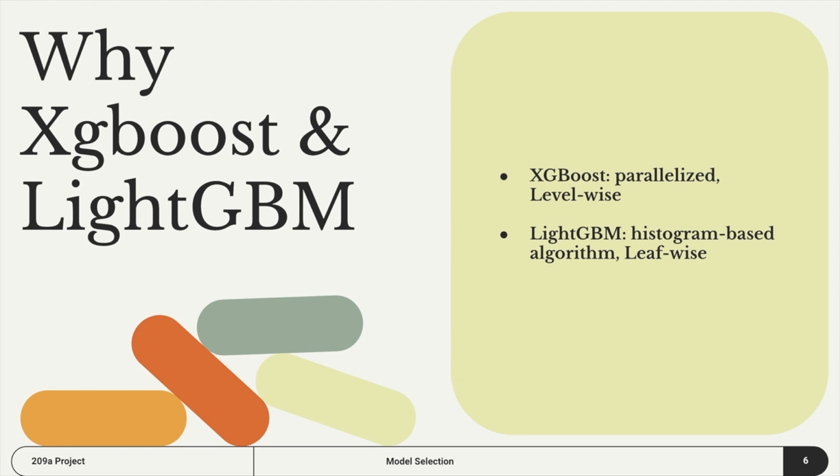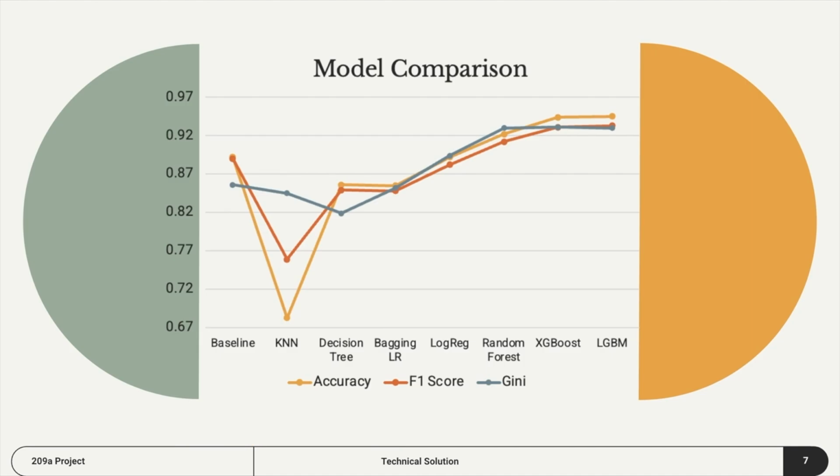These two models offer numerous hyperparameters for fine-tuning, providing flexibility to control their behavior. And they also have contrasting tree growing strategies, so we chose to test both of them to compare their performance. And here is the model comparison for all 8 models based on 3 metrics. Overall, LightGBM has the highest cross-validation scores. So later on, I will let Alia Lu further explain the results.